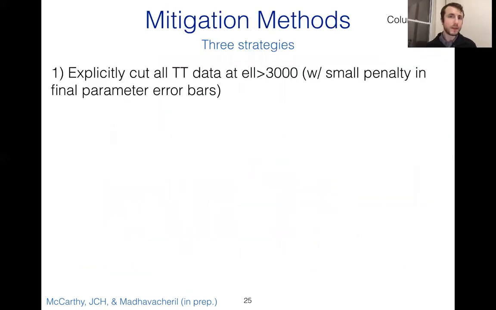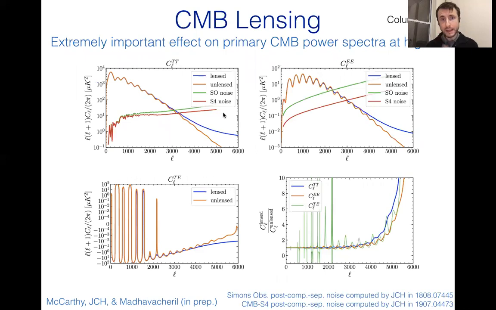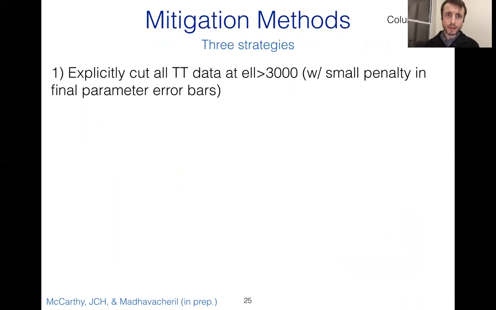Okay, so we have at least 3 ideas we thought of to fix this problem, and I think they all will work. The first one is to explicitly cut out all of the TT data at L beyond 3000. So you pay a small penalty in the statistical error bars because you're throwing away some of your data, but that is the region that's most affected. And the reason is just that the fractional effect of lensing is largest in TT because the gradient in temperature is larger, and on small scales, you're just seeing basically the lensing of this gradient. And then secondly, it's because the number of signal dominated modes that we measure in temperature is larger than it is in polarization. So if you just cut out all that high L TT data, you can basically remove this bias with a moderate penalty in the error bars.